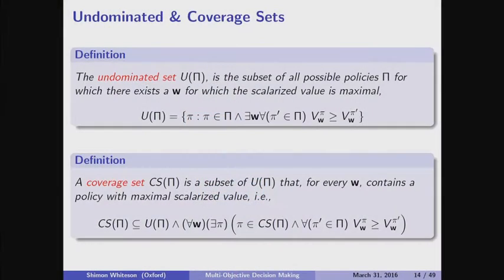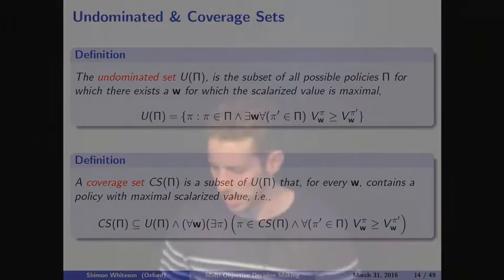Okay, but it turns out this is slightly overkill, because this undominated set can include policies that we don't actually need to keep. So what we actually are interested in is the coverage set. The coverage set is a subset of the undominated set, such that for every W, there exists a policy in the coverage set that maximizes the scalarized value. So it's a subset of the undominated set, and for every weight, we have some policy that's in the coverage set and which is optimal for that weight.